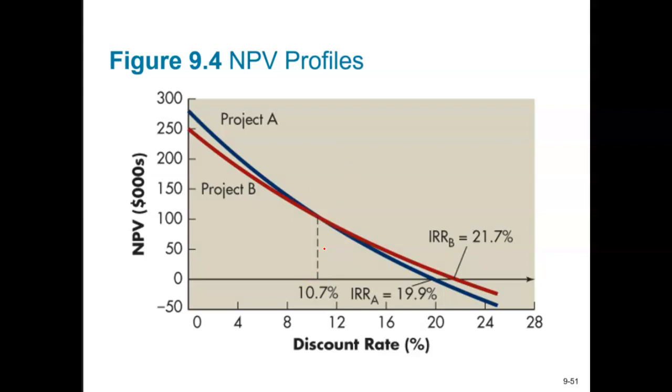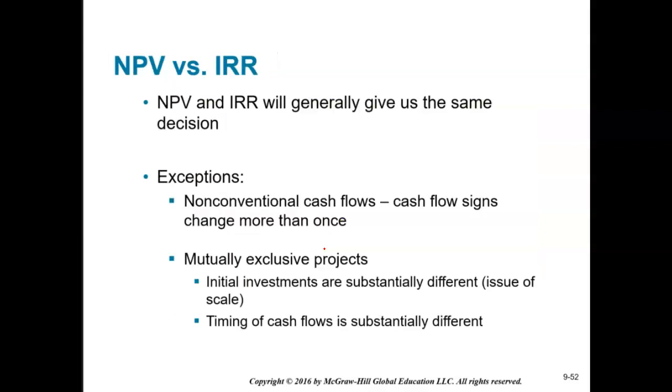So if we talk about NPV and IRR, they will generally give us the same decision, but there are some exceptions. So why these exceptions are there, let's see that. Exceptions could be because of non-conventional cash flows. That means cash flow signs change more than once, or it is a mutually exclusive project. That means you need to decide any one of the projects. So if the crossover rate is changing, we have seen that there are indifferent versions of selecting the project.